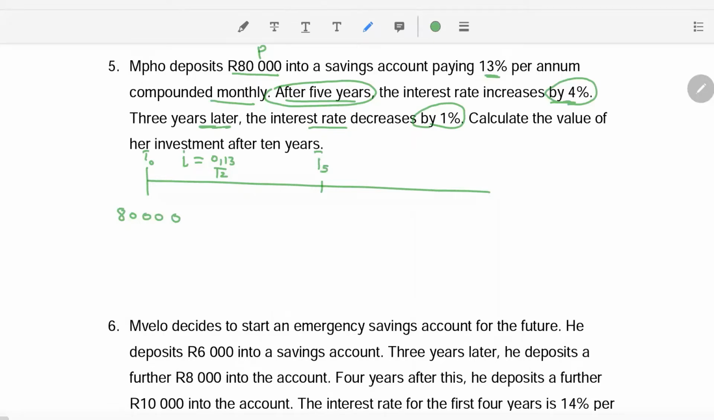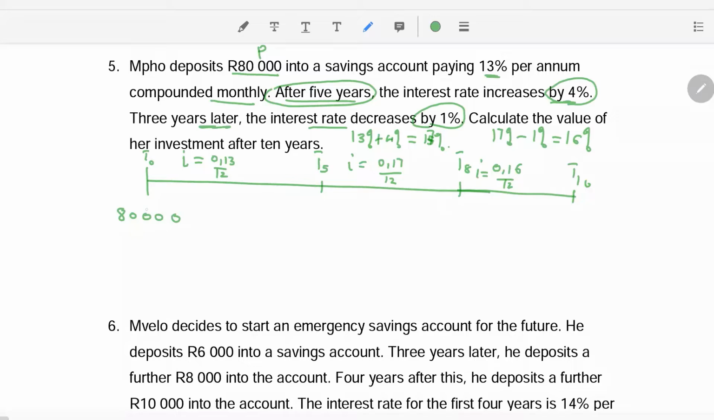It increased by 4. So that means 13% plus 4%, that will be 17%. So it increased by 4, that would be 17%. So still monthly. So this would be i equal to 17% compounded monthly. Then 3 years later, so that will be 5 plus 3, which gives us T8, it decreased. So from 17, it decreased by 1% to 16%. So this would be 16% compounded monthly. And the investment runs for 10 years, so till T10.